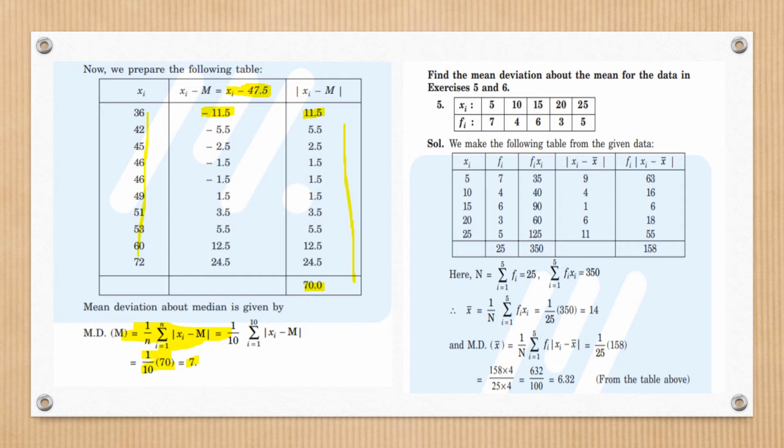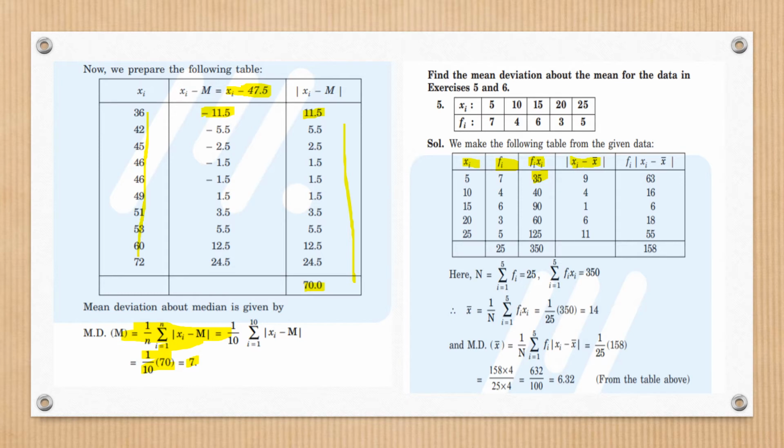Next is find the mean deviation about mean for the data in exercises 5 and 6, right? This is a discrete distribution in which you are given xi and fi. It is without class intervals, right? So let us see how to find the mean deviation about mean for such data. This is the table for xi, with all the values of xi. Then this is fi, which is already given. Then we'll find fi xi, like 5 7s are 35. Then mod of xi minus x bar.